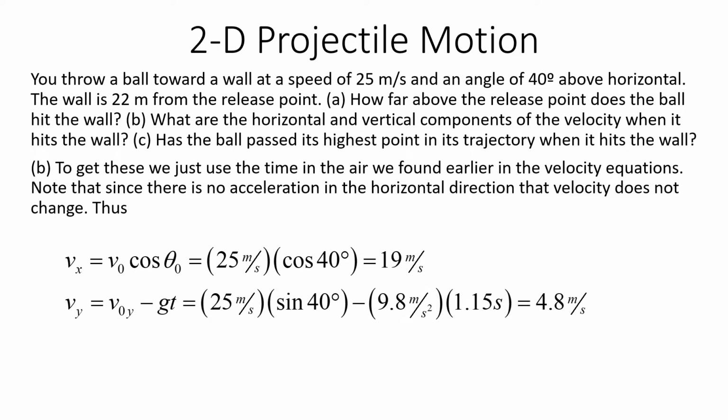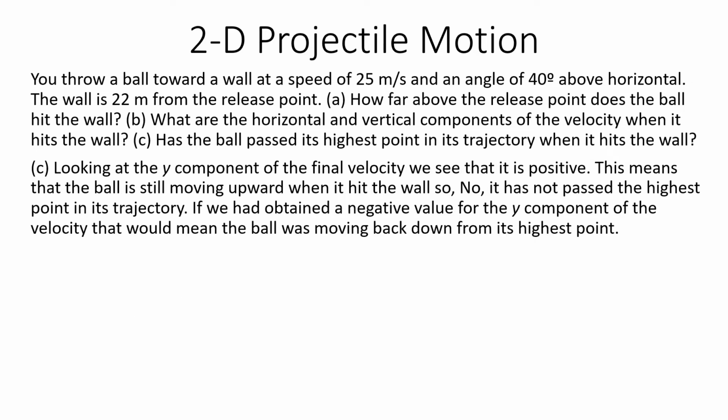So now it's easy to answer part C. Has the ball passed its highest point in the trajectory when it hits the wall? Well, since our vertical component of the velocity was positive, the ball was still moving in the upward direction when it hit the wall. So no, it has not passed its highest point. So again, we see that the final velocity components are both positive. So the y component of the velocity is positive, meaning it's still moving upward.